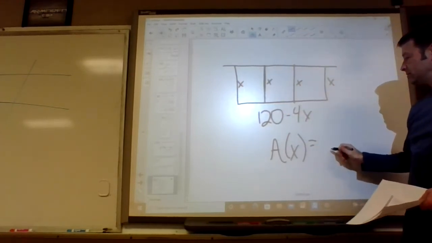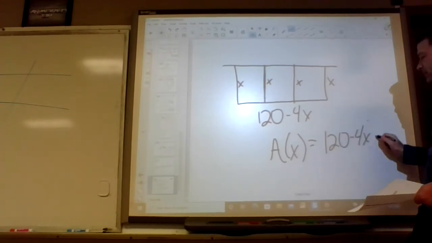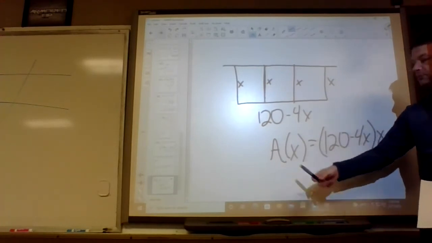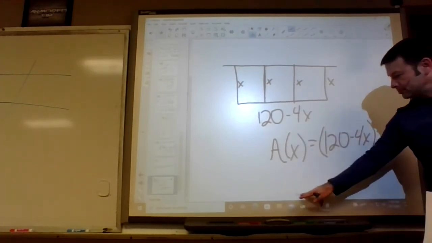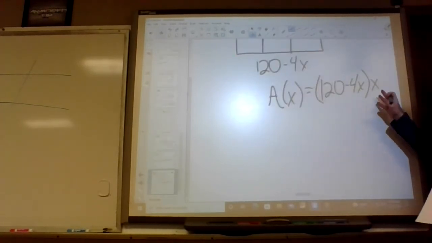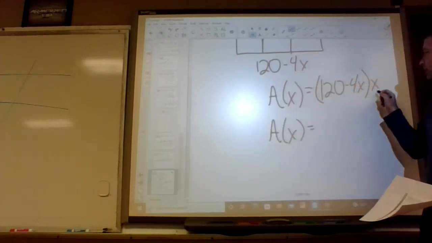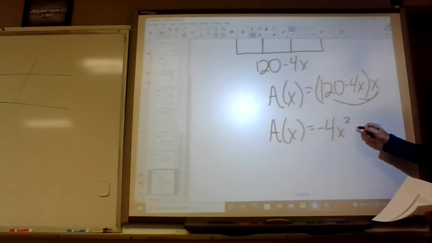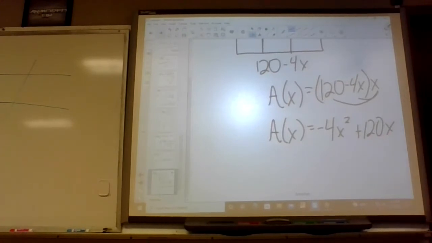So 120 minus 4x, that's the base, times the height, times x, equals the area. Look at that, A of x, look how fancy. And that's basically the area formula. Base times height is the area of a rectangle. I'm going to rewrite it like that.